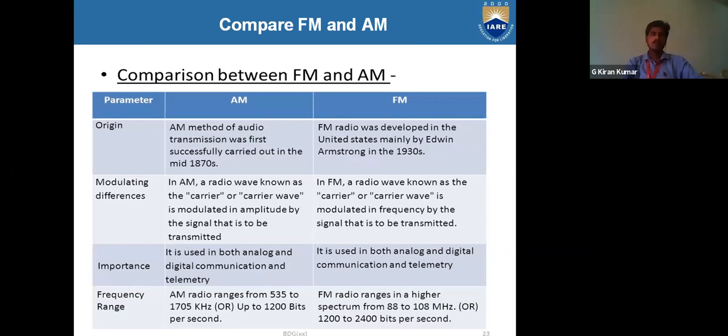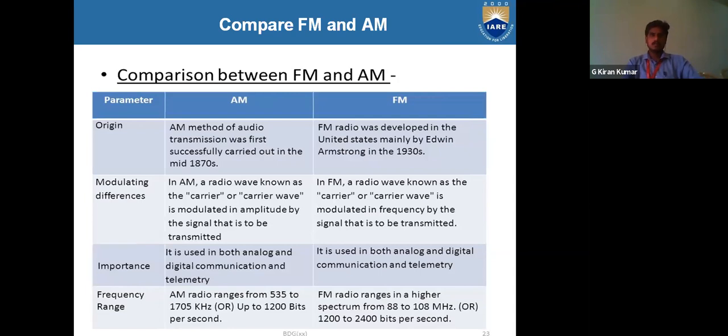Here we have only 1705 kilohertz, but here 108 megahertz. And here we have only 1200 bits per second, but here it is double, that is 2400 bits per second.